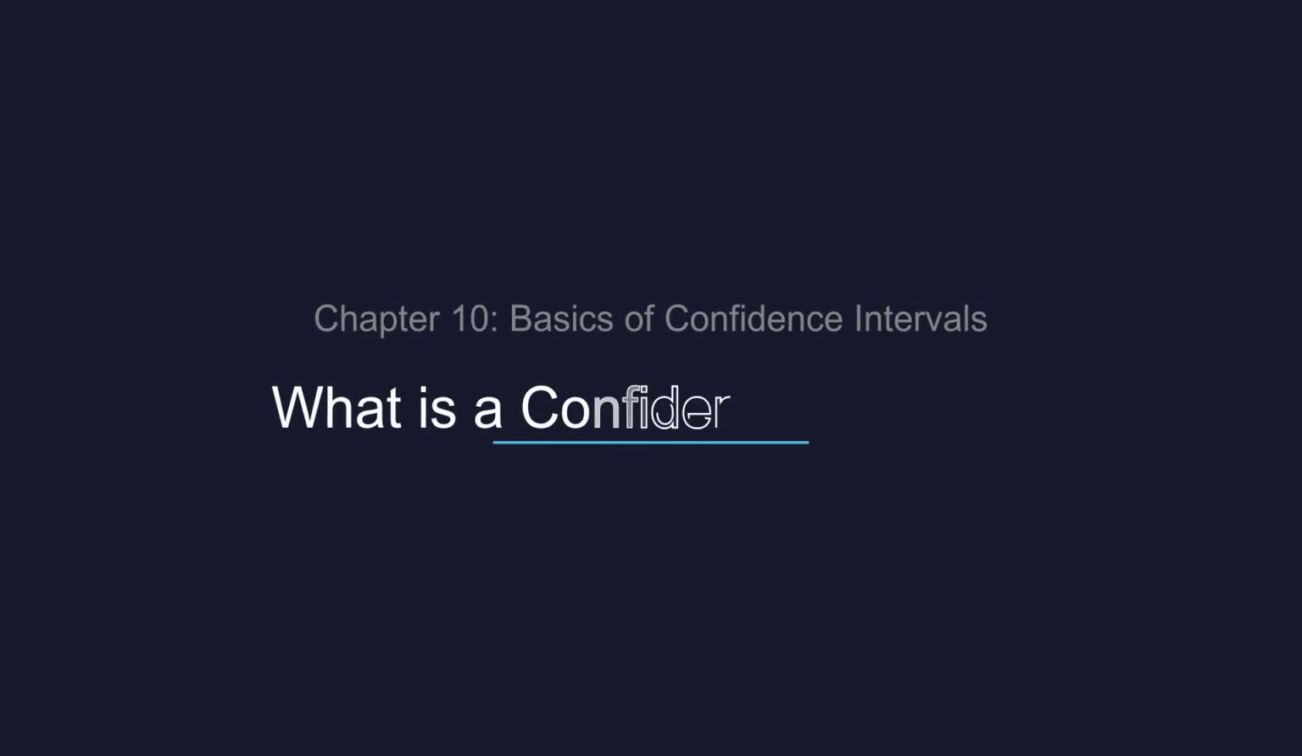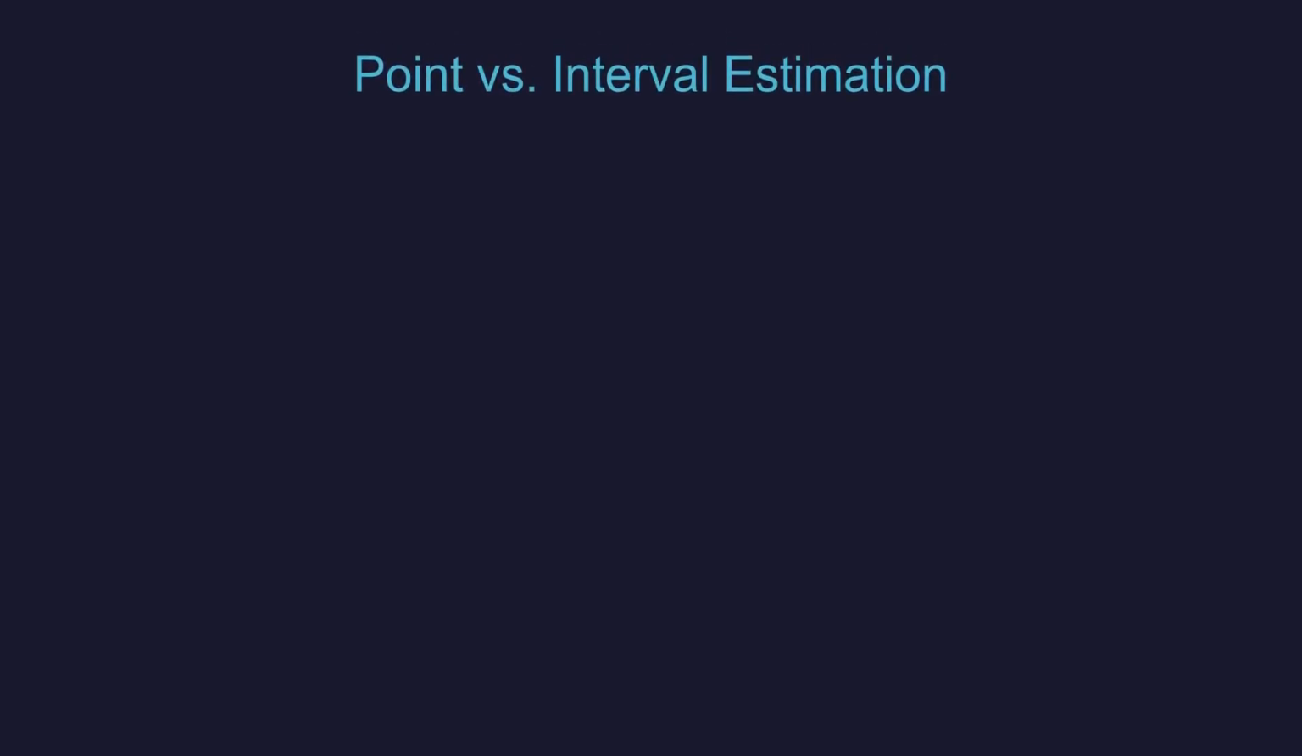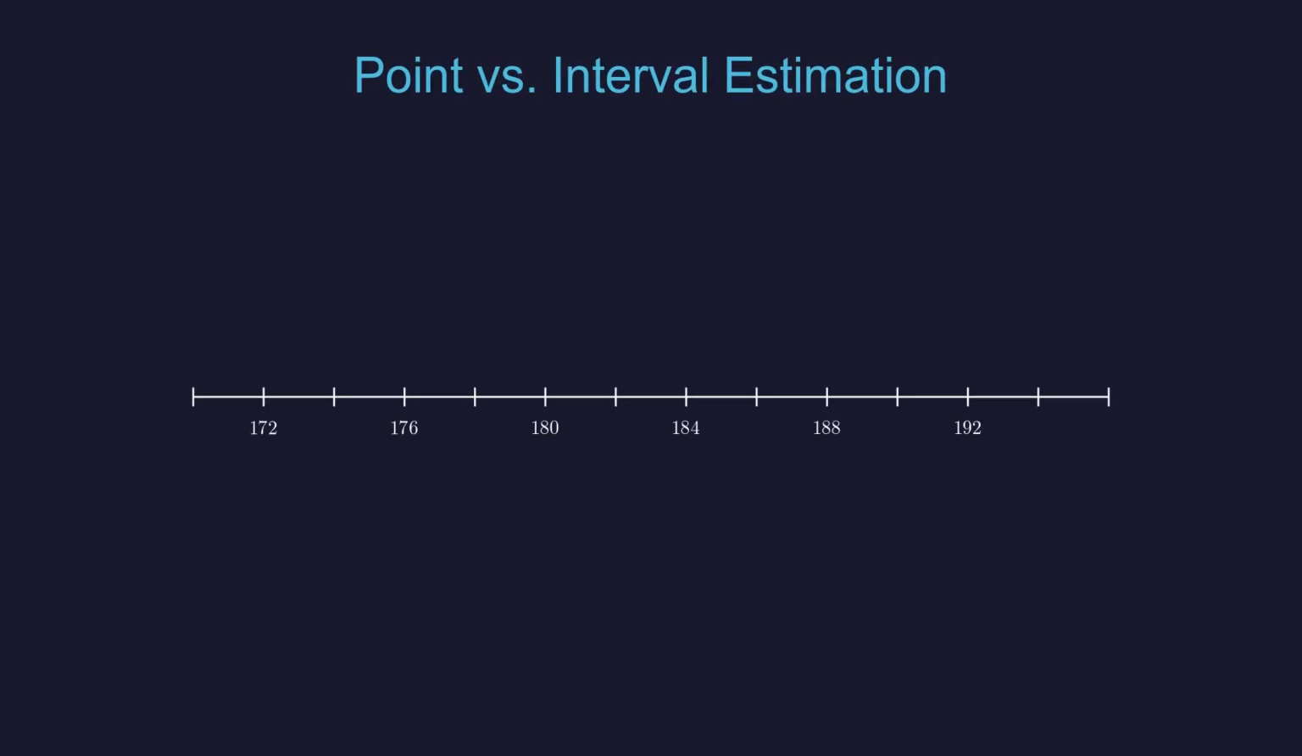Chapter 10, What is a confidence interval? Let's find out. When we collect a sample and compute a statistic like the sample mean, that single number is called a point estimate. For example, x bar equals 183, but a single number doesn't tell us how precise the estimate is. An interval estimate surrounds the point estimate with a margin of error, creating a range of plausible values for the parameter. This range is what we call a confidence interval.